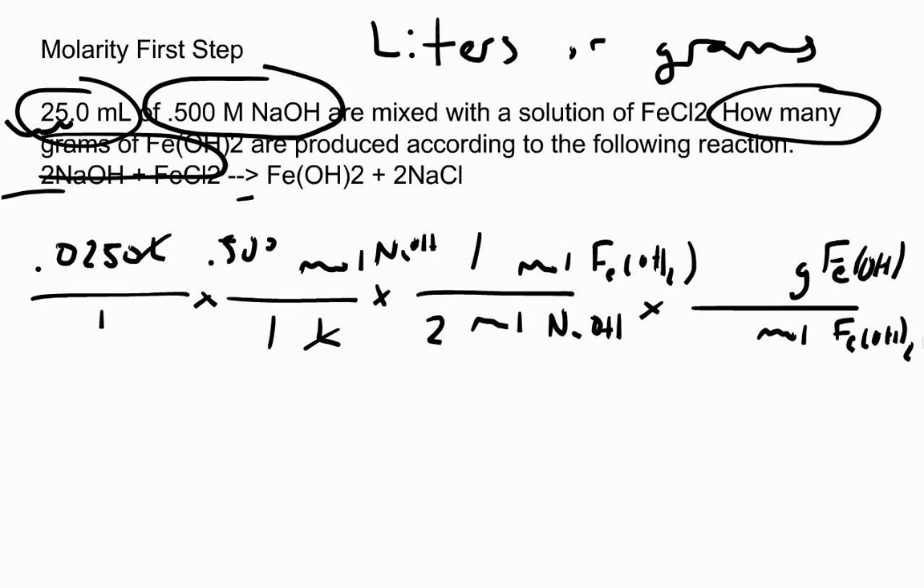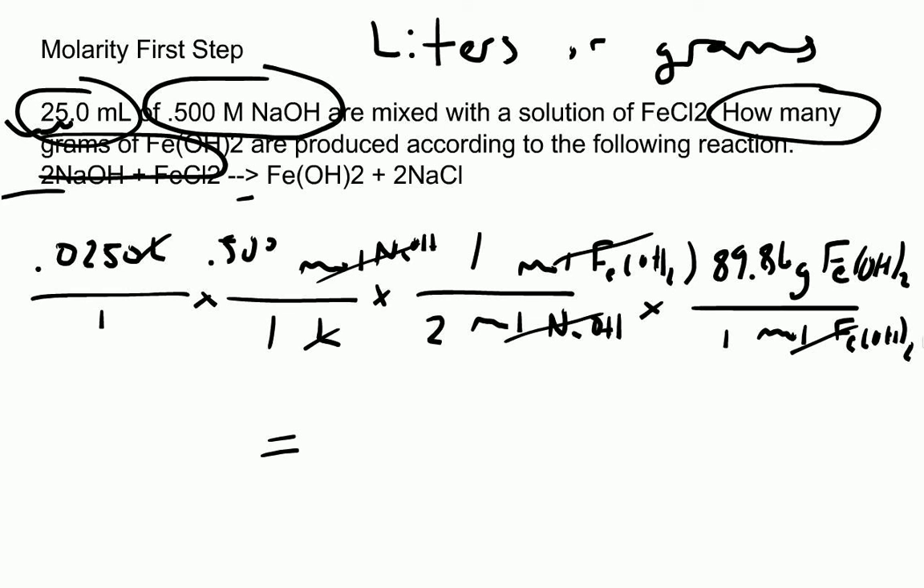So I'm going to use my periodic table. I'll add it up here quick. And I get 89.86, and that goes in the top. Oh, 86, not 68. 86, and that goes in the top, because that's how many grams there are in 1 mole. So the only thing I have left here is grams of FeOH2, and now I just need to total this up into my calculator.